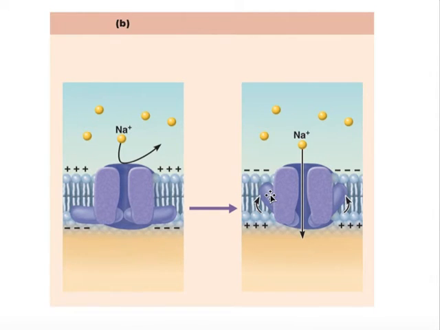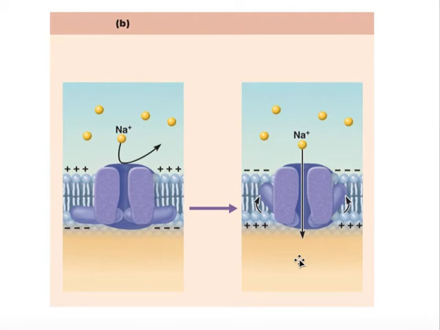Again, it did not require a neurotransmitter. It required a change in the membrane potential itself. And since this particular channel is permeable to sodium, what happens in this case is that the voltage gate opens and sodium flows in. There are also examples of voltage-gated potassium channels.